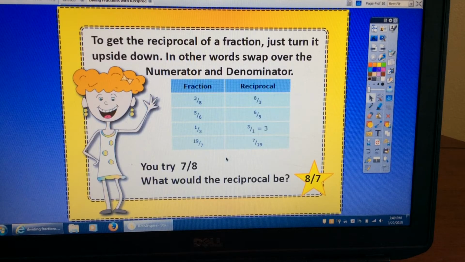Now I want you to try what 7/8 would be. And as I realize, I have already shown you that 8/7 is the reciprocal. All right, so let's go on.